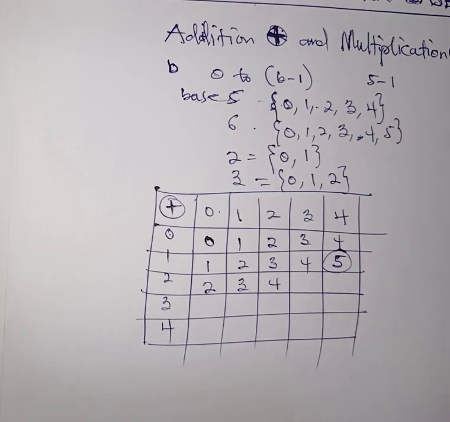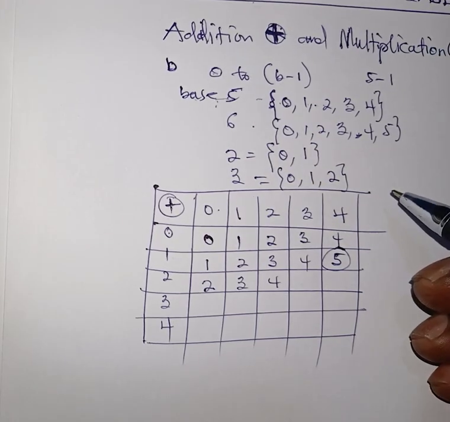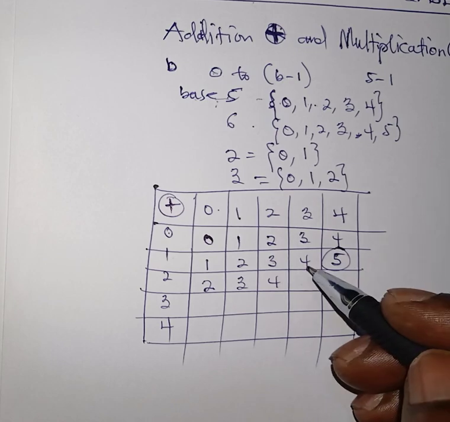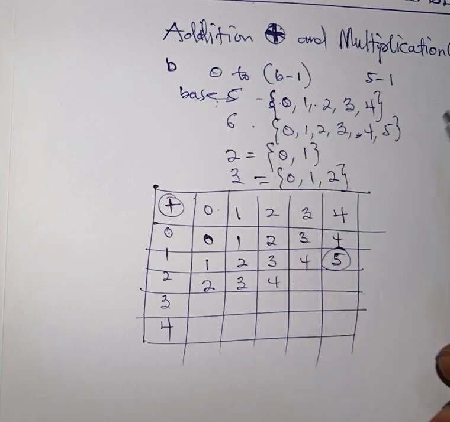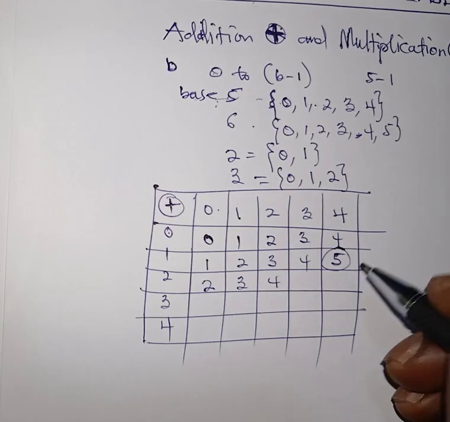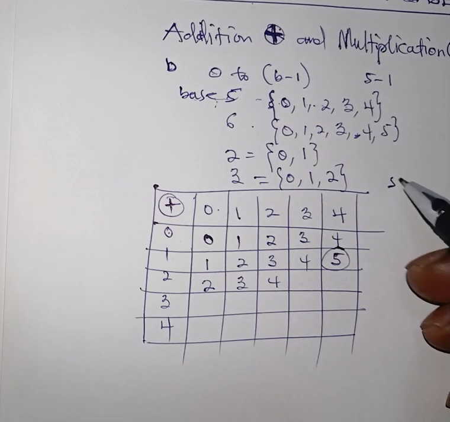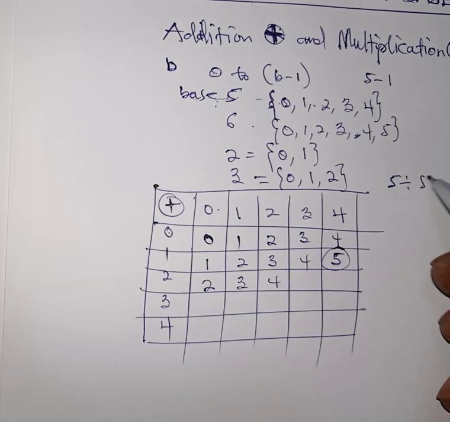So in this table, because we are dealing with base 5, remember that when you get to a number which is the same as the base or greater than the base, then you still apply the remainder principle. Remember that when we were doing the multiplication, addition, subtraction, and all that, we used what we call the remainder principle. So after getting the number, you divide it by the base.